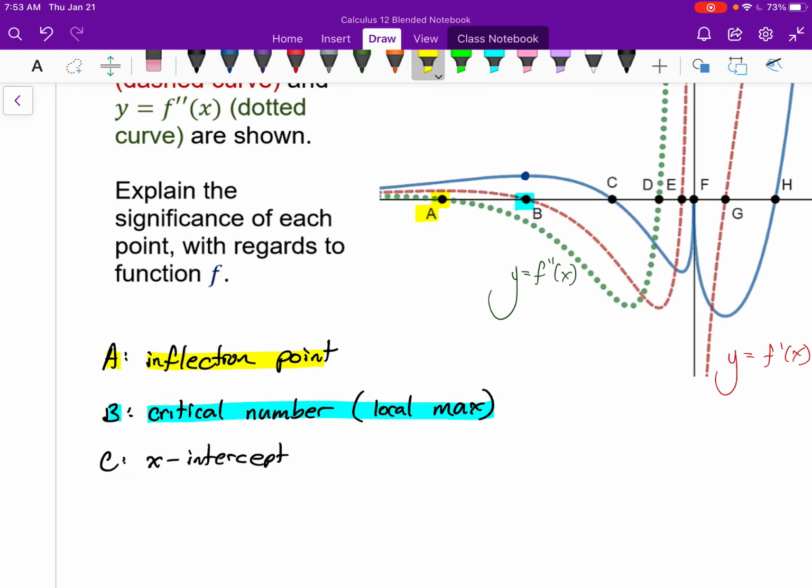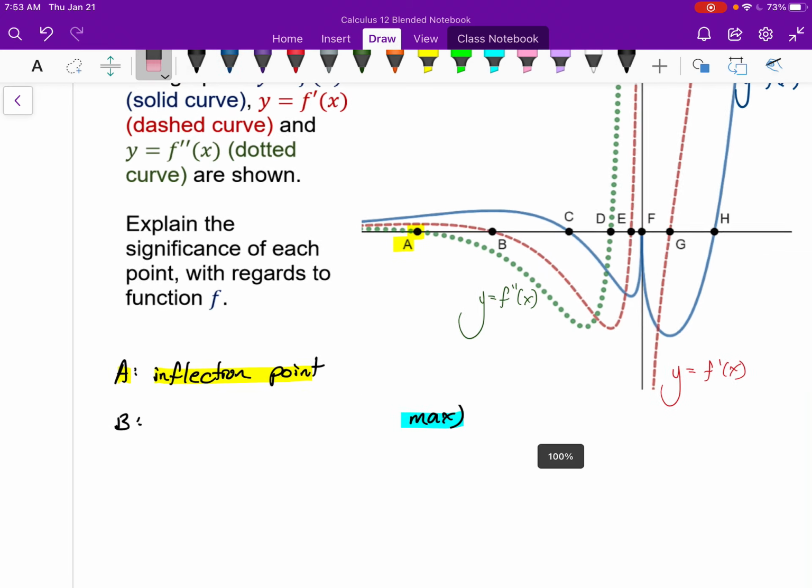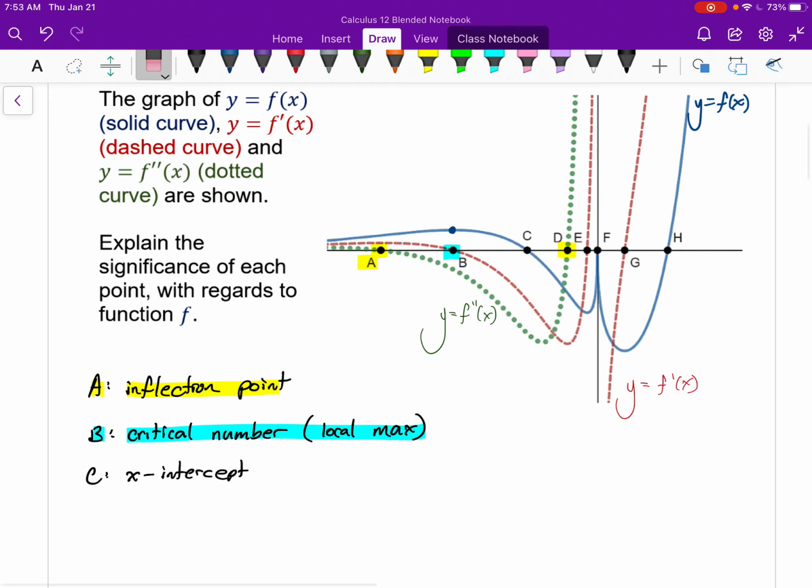And so D, that's again where my second derivative is 0. That's another inflection point, which means I know function f has an inflection point about right there. And by looking at this second derivative, it never comes back down at this point. It just keeps going up forever, which means there's no more inflection points.